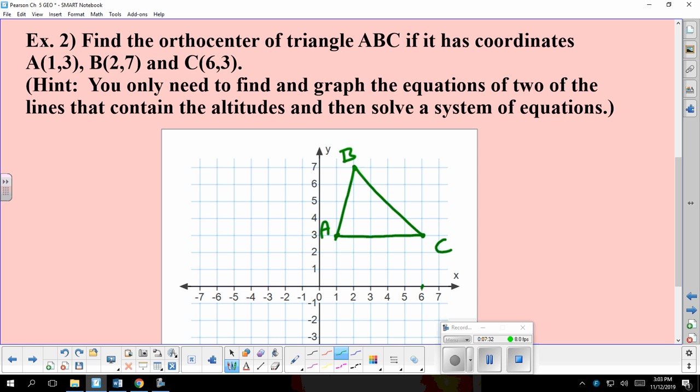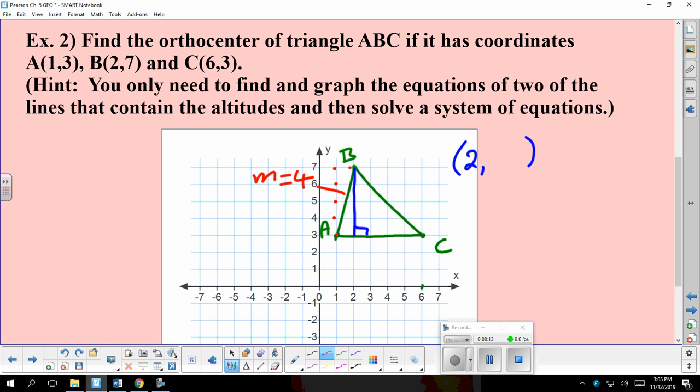It's fairly easy to do with horizontal or vertical lines. My altitude here, I'm going to come off point B, perpendicular to the opposite side. There's an altitude right there. So this gives me the x-coordinate of my orthocenter has to be 2. It has to lie on that line. Now I just need to figure out where the other altitudes would intersect that. So it comes off perpendicular to the side. So I'm going to calculate the slope of this one. So I go up 1, 2, 3, 4 over 1. So the slope is 4.